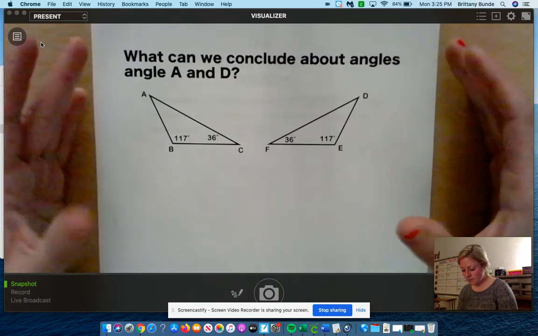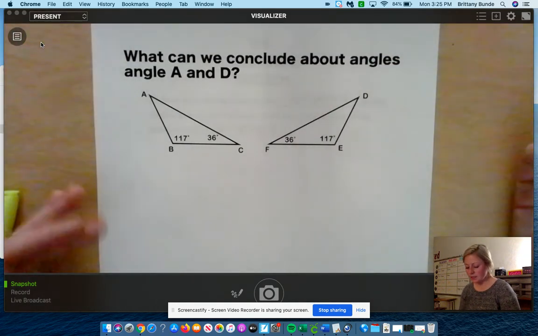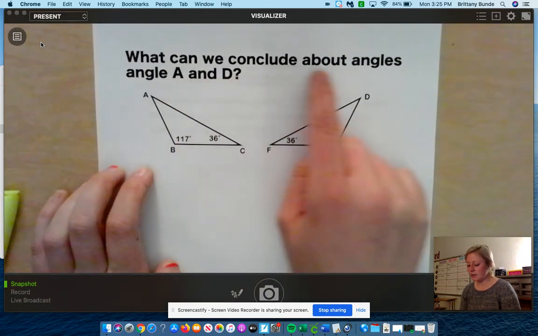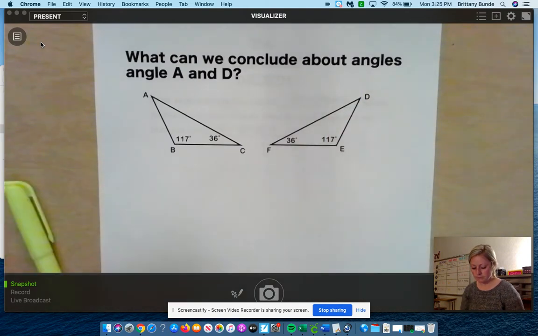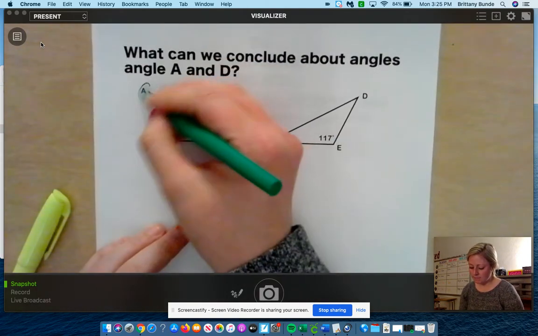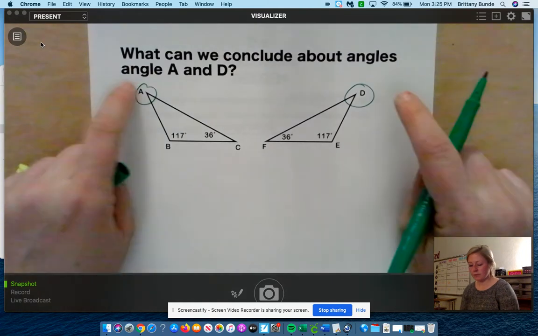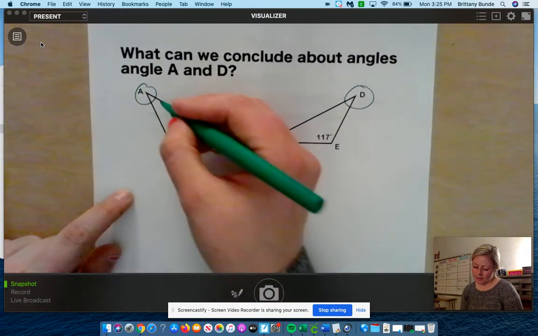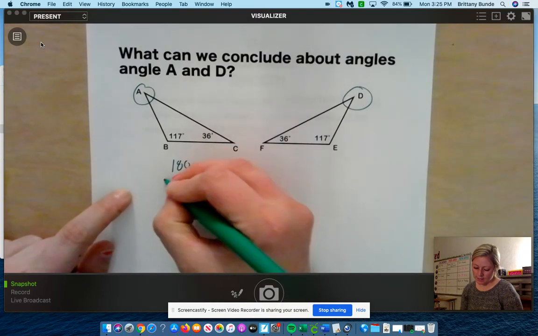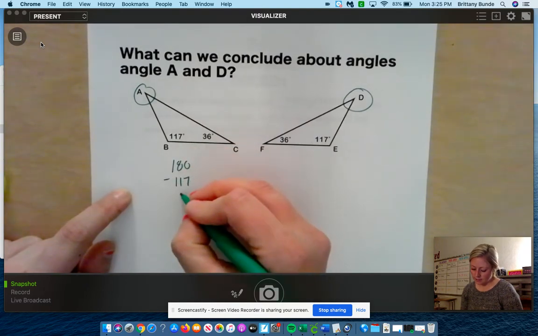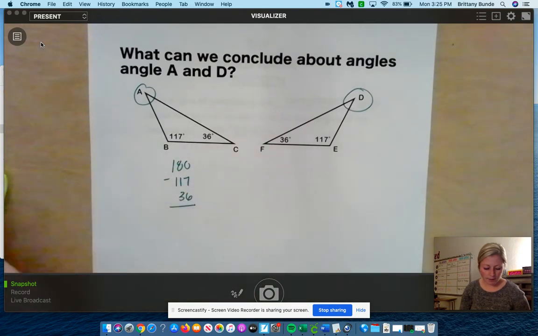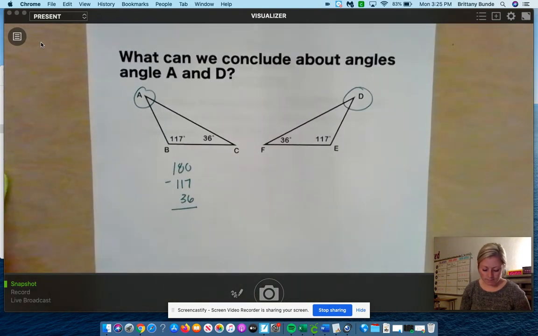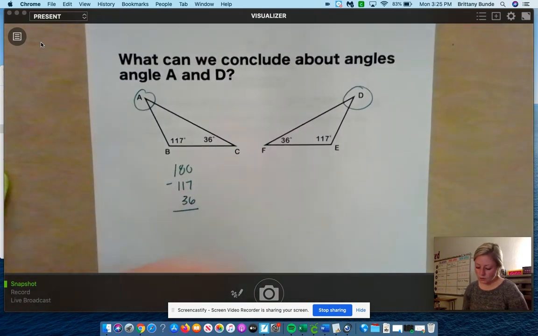This isn't in your notes, but we're just talking about some things. It says, what can we conclude about angle A and angle D? What can we conclude about these two? Well, if we look here, we could find the missing measure of angle A from last lesson. We can subtract 117 and 36 from 180 and get 27.